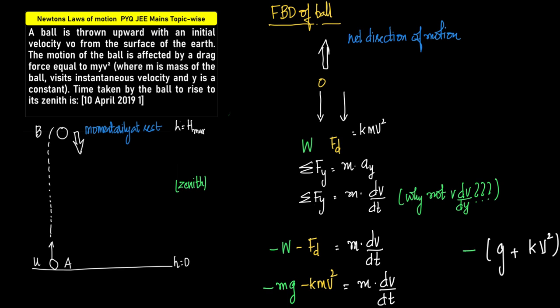Now what is sigma Fy? Sigma Fy is the sum of forces in the y direction. There are two forces. Their magnitudes are W equal to mg and Fd equal to kmv square. Now, how do we choose their sign? The net direction of motion is upwards, and these forces are acting in the opposite direction, so their sign will be minus. So we have minus mg minus kmv square is equal to m into dv by dt, right?